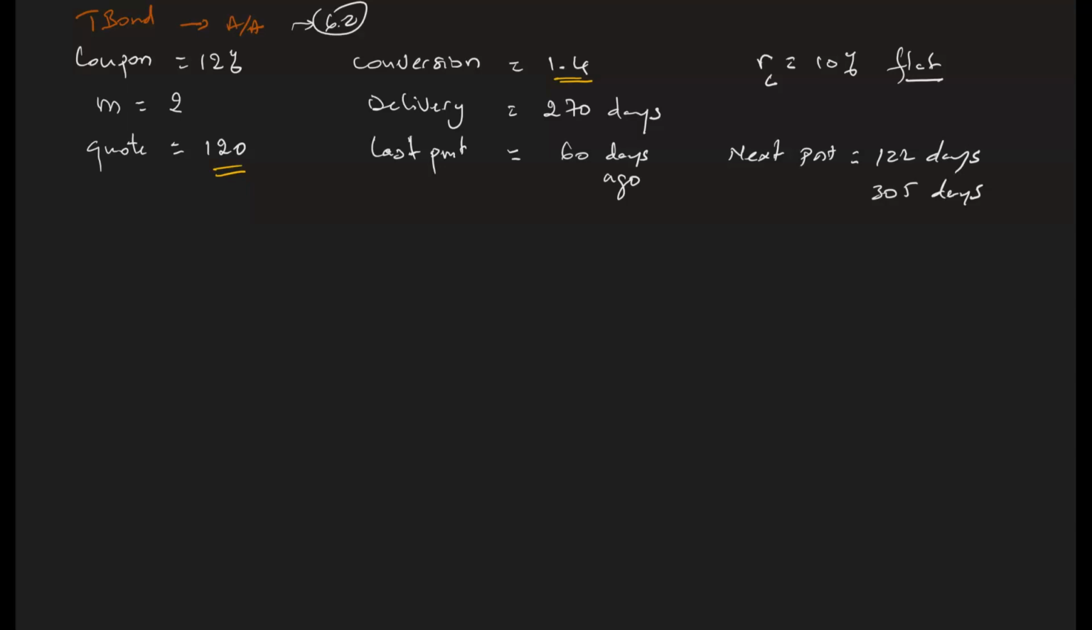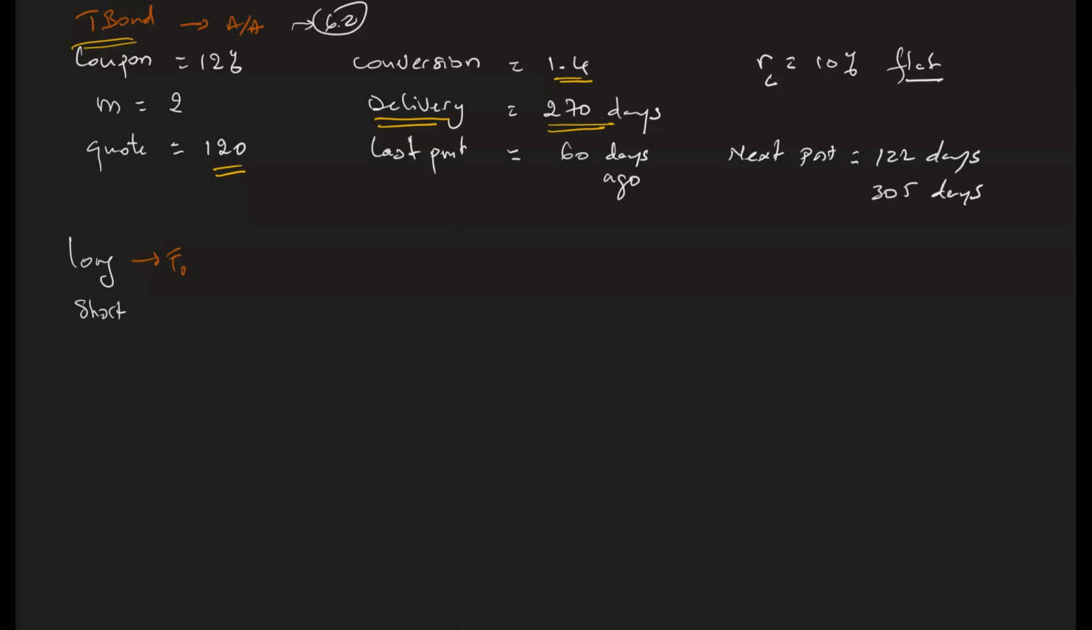Now, here is the scenario that we're working with. We have two parties, a long and a short. The long enters into a forward contract or futures contract to purchase the bond, in this case a Treasury bond, at some point in the future. That point in the future is the delivery date, and the delivery date is going to be 270 days away.